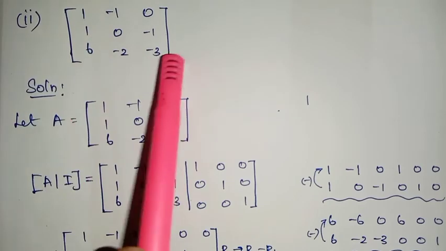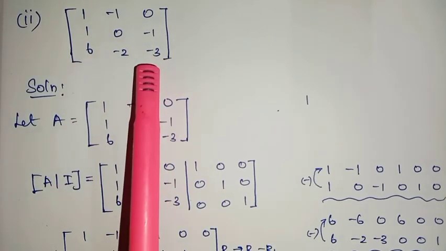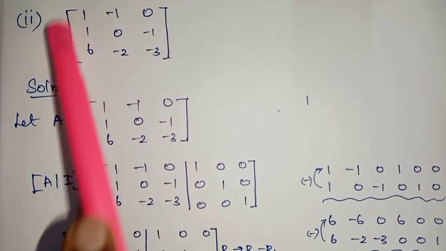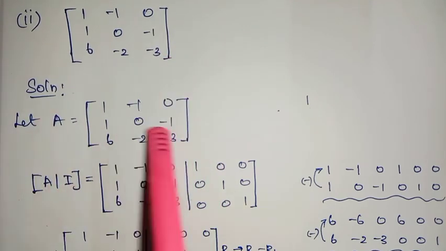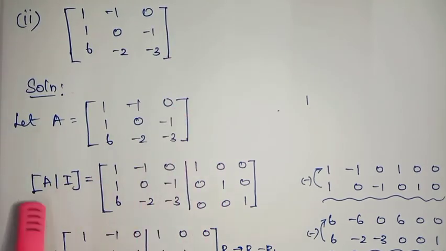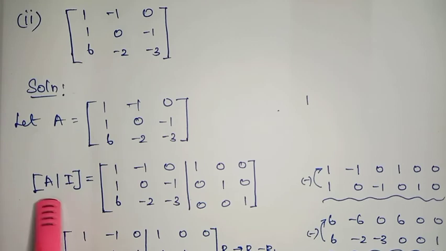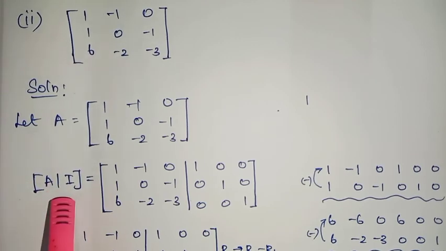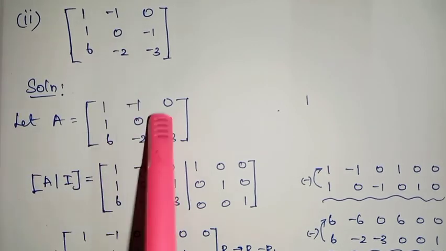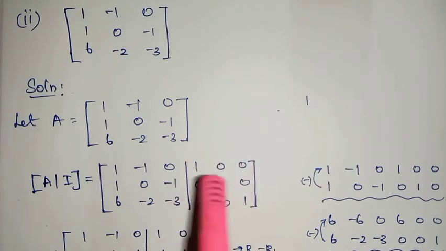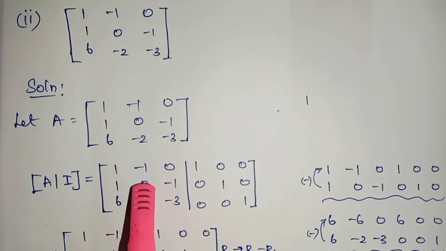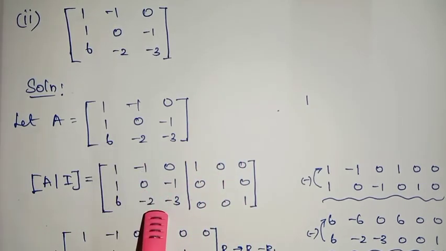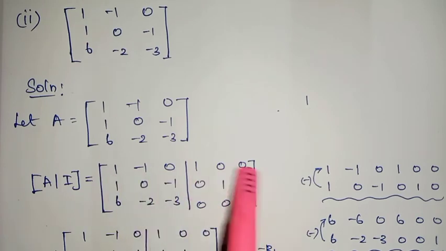Subdivision 2, this is an important 5-mark question. Now this matrix is A, this is a 3 by 3 matrix. So now, A by I, which is a unit matrix. So the A matrix is written, and this is a unit matrix. Now we have to convert this into what? A unit matrix. So for that, the first row first element is already 1. So we can proceed.